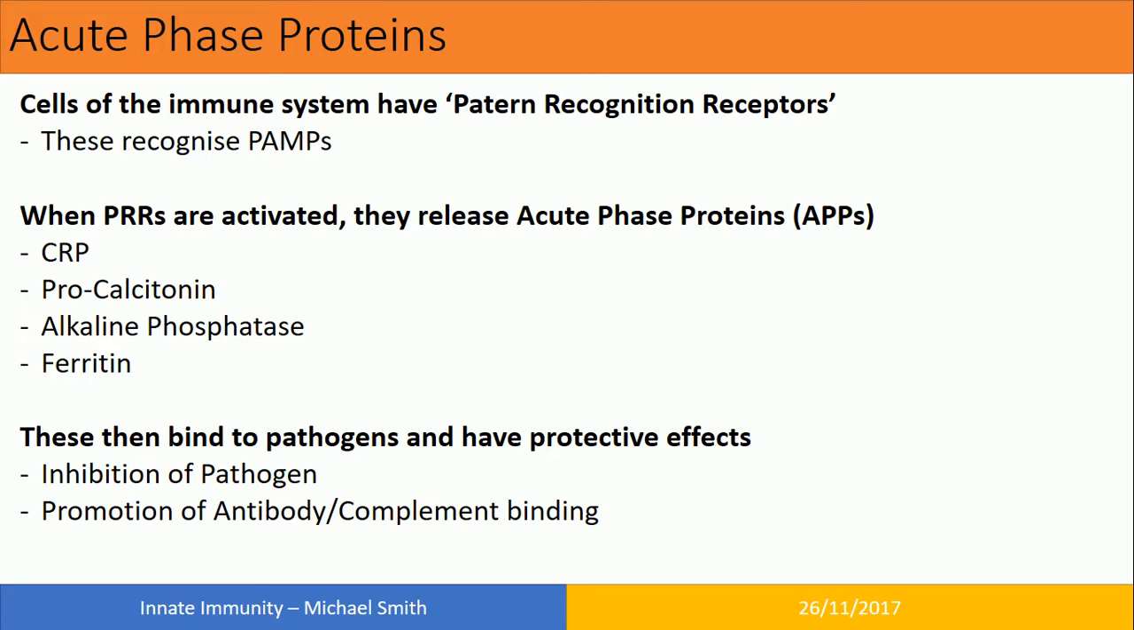You then have these acute phase proteins binding to our pathogen, and these have protective effects for the body. They can help to inhibit the pathogen and stop it from working as effectively and damaging other cells, or they can promote parts of the immune system, for example, the binding of antibodies and complement to the pathogen, allowing them to break it down more effectively.